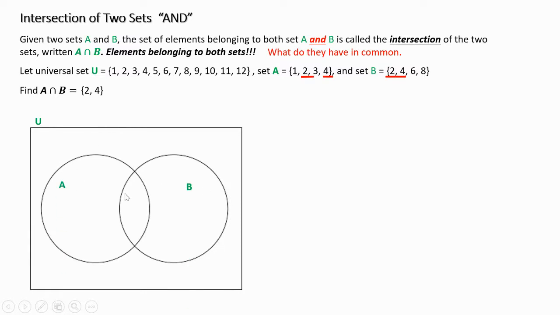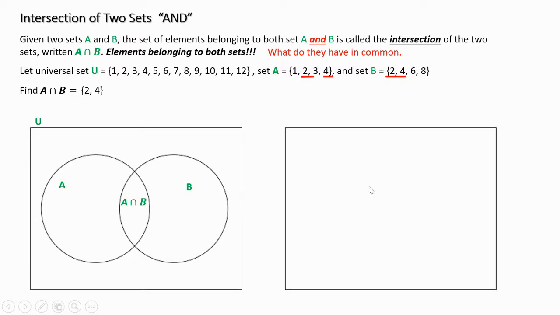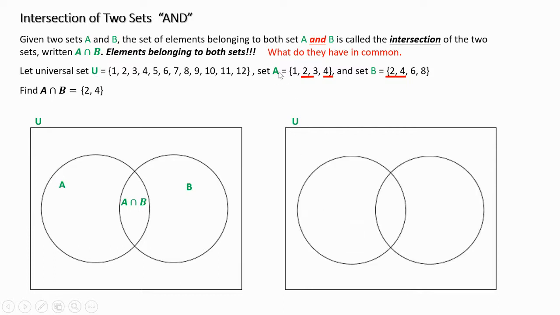So the intersection will be right here, where both sets intersect. That's the concept. But how do we write it? Do we write this situation in the Venn diagram? There's my universal set. So what's in set A?